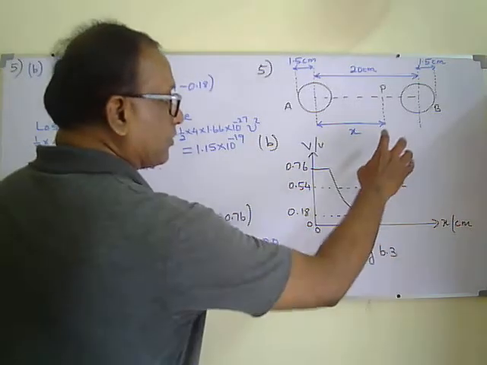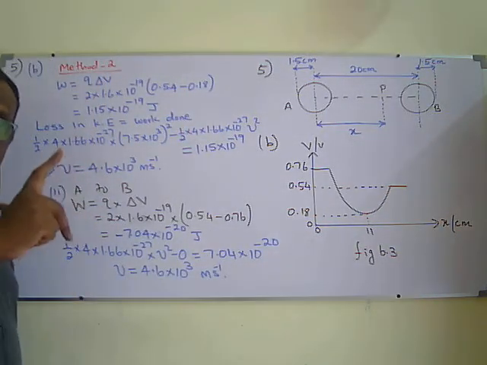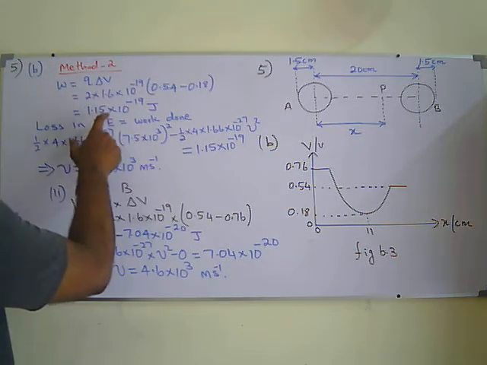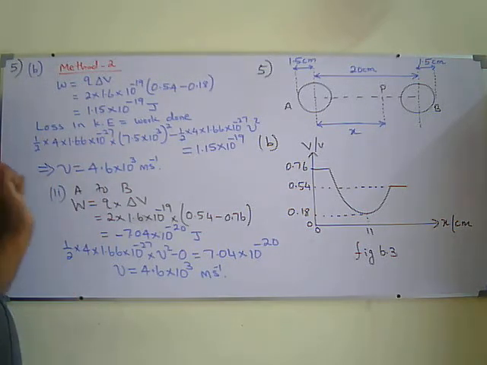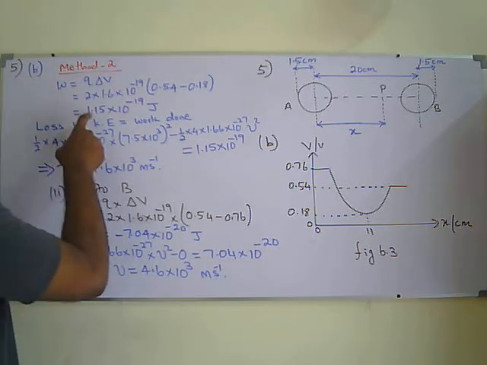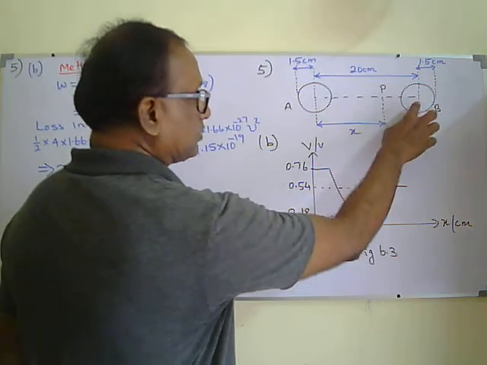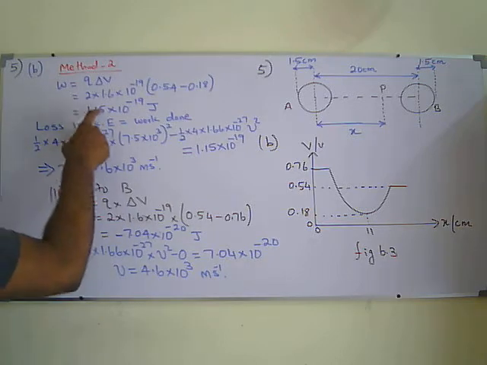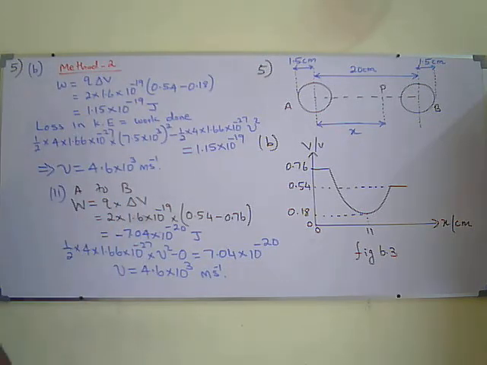You can see when it moves from 11 centimeter to the surface of B, the potential is increasing. The potential difference is going to be a positive quantity. Work done, as I did it like this, is going to be a positive quantity. I told that earlier. So when the work done becomes a positive quantity, the particle will lose its kinetic energy, right? So work done is 1.15 × 10^-19 joule when it moves from 11 centimeter to the surface B. And the equation should be: loss in kinetic energy equals work done against the electric field.